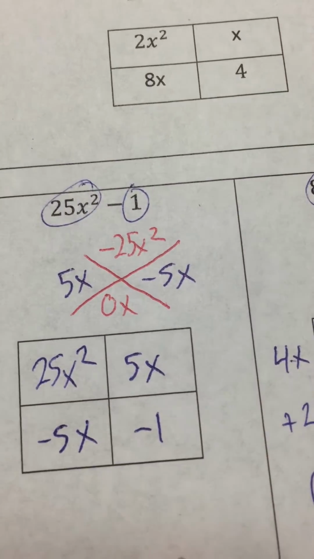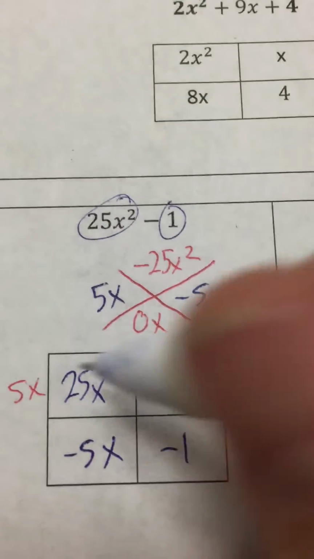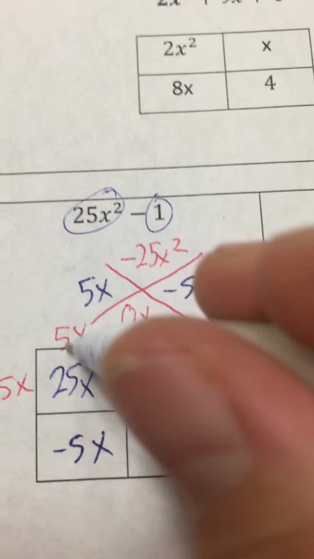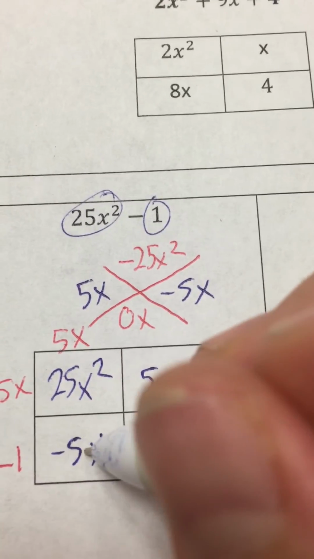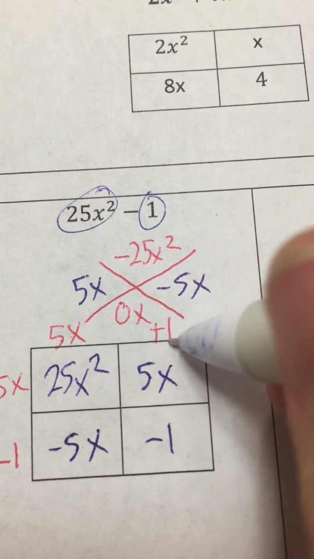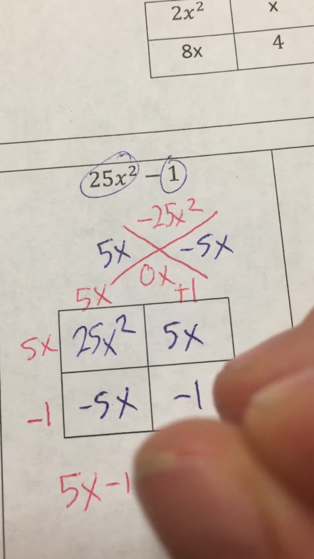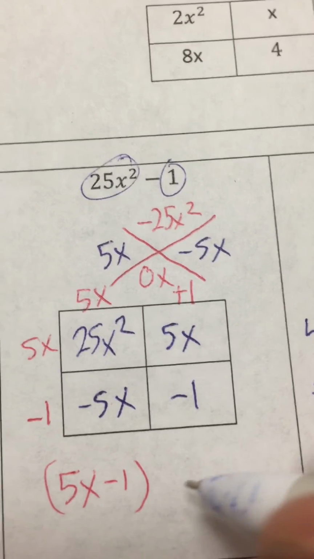Then I can factor out like we did in the other problems. Take out the 5x. What's missing here to make that 25x squared is 5x again. 5x times -1 gives you this. 5x times +1 gives you this. So all in all, we got 5x minus 1 and 5x plus 1.